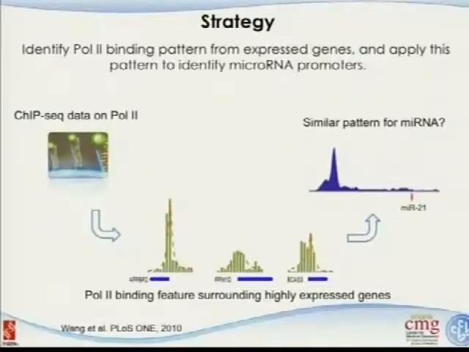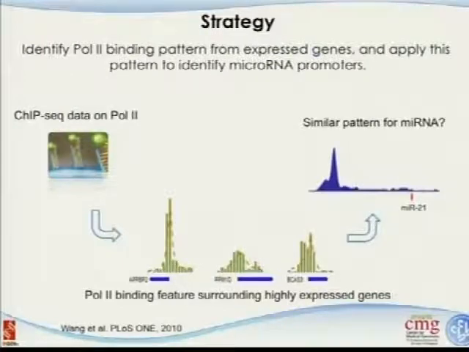So that's our initial goal. The strategy we use is actually very simple. We got the ChIP-seq data on RNA polymerase II, okay? And we want to really learn from the protein coding genes. The reason for that is for these protein coding genes, we know, at least we think we know, where this gene starts, so where the transcription starting site is and where the promoter region locates.